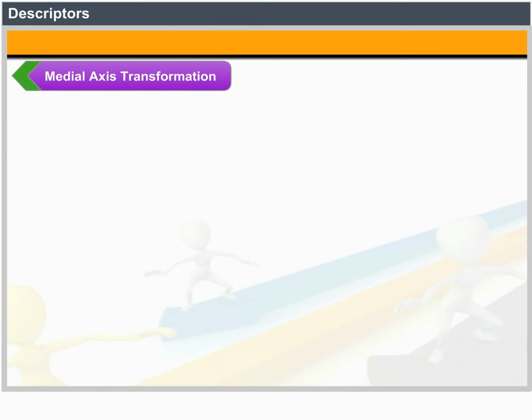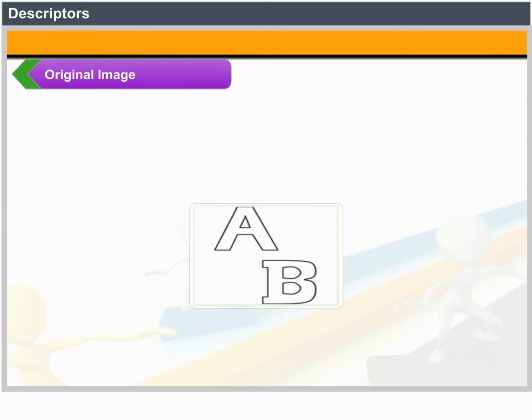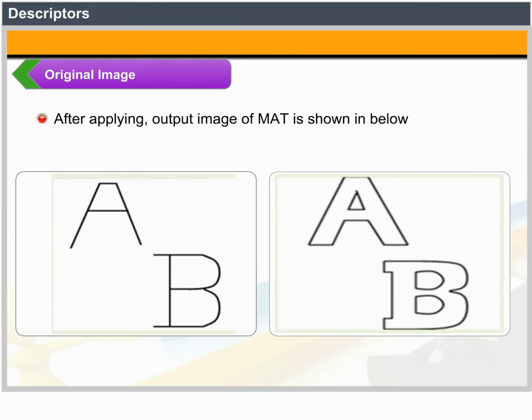Medial axis transformation. Medial axis augmented by radius function. The transformation is invertible. It is used in skeletonization and shape representation. The original image and the output image after applying MAT is shown in the diagram.